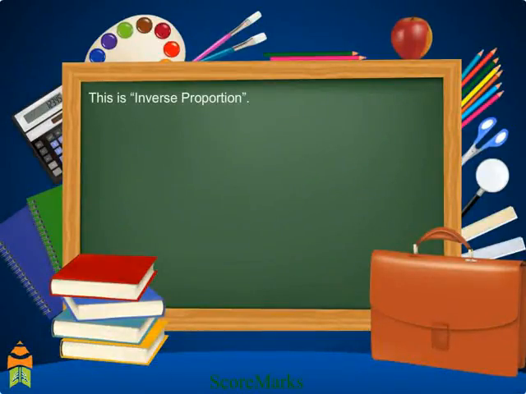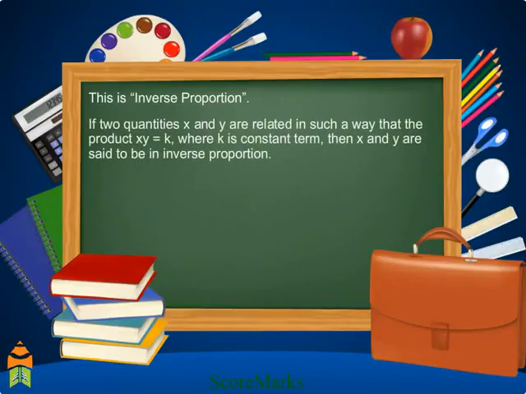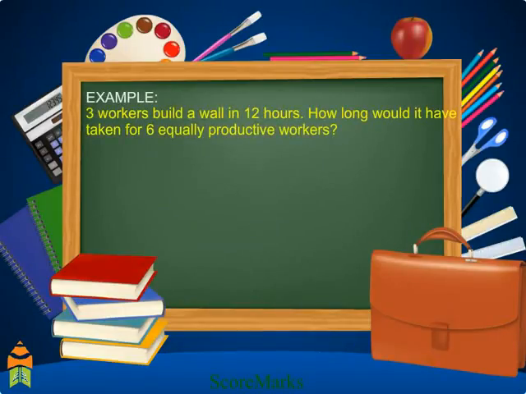This is inverse proportion. If two quantities x and y are related in such a way that the product xy is equal to k, where k is the constant term, then x and y are said to be in inverse proportion. Now let's solve an example.